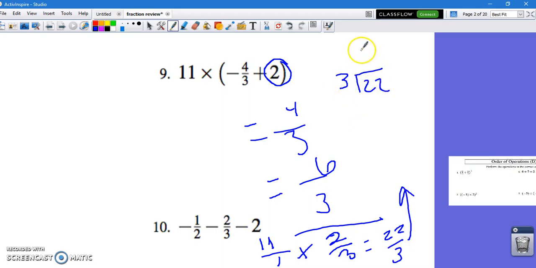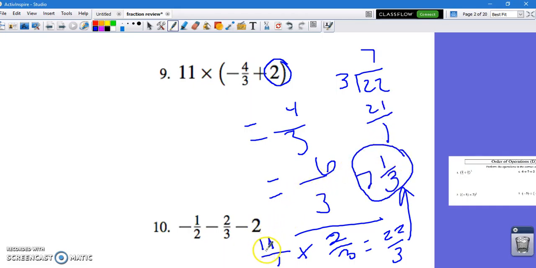3 will go into 23 7 times. 3 times 7 is 21. So really what I have is 7 and 1/3. Positive. All right.